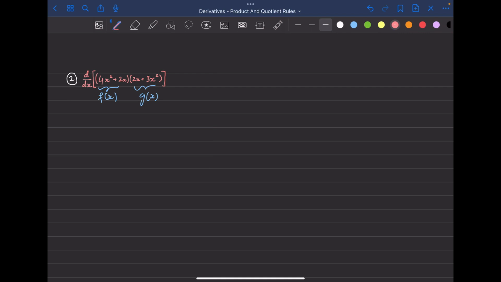Let's also write down the formula, because since we know it's a product rule, let's write down the formula now so we know what we need.